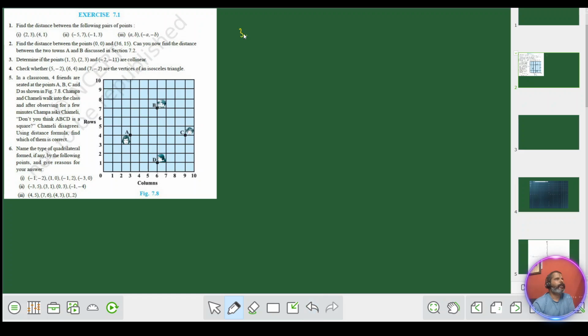Let's see the third point. This is a different question. Determine if the points are collinear. You should know what collinear means here. Collinear is nothing but 3 points A, B, C lying on the same line. If they lie on the same line, then they are collinear points. That means AB plus BC should be equal to AC. This is the logic behind this problem.